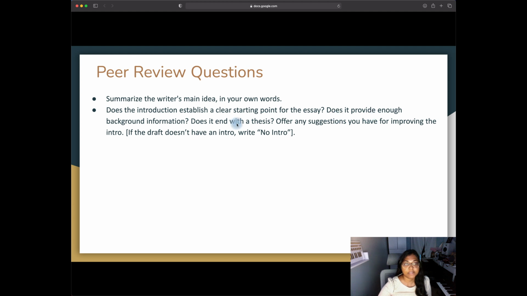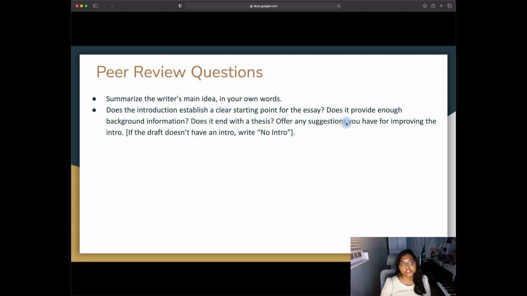Next, does the introduction establish a clear starting point for the essay? Does it provide enough background information? Does it end with a thesis? Offer any suggestions you have for improving the intro. And if the draft doesn't have an intro, then you would write no introduction. So for the draft, an introduction is not required. But if it does have one, then these are the things that you should look out for.